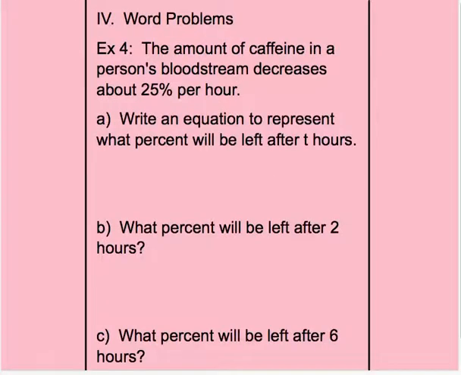So we've got a couple of word problems here. Our first one is exactly what I was just talking about. This time we're looking at caffeine. You drink a cup of coffee, how long is that caffeine in your system? Or how much is still in your system after an hour? We're losing 25% of the caffeine per hour. The first thing we have to do, this is a rate of decay because the amount of caffeine is decreasing. So to get our multiplier, we would do 100 minus 25%.